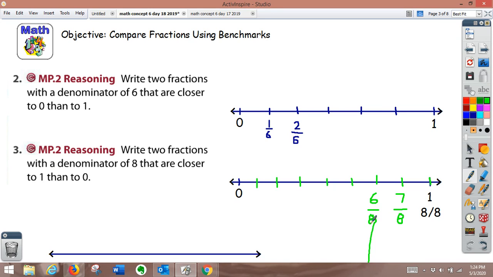Closer to 1 than it is to 0. It's not even close to 0 if we have 6 parts. 1, 2, 3, 4, 5, 6 parts. Very close to. Look at that. I'm very close to 8 parts, a whole there. Okay.